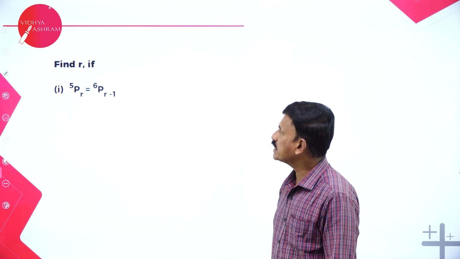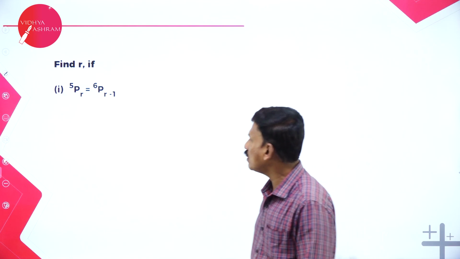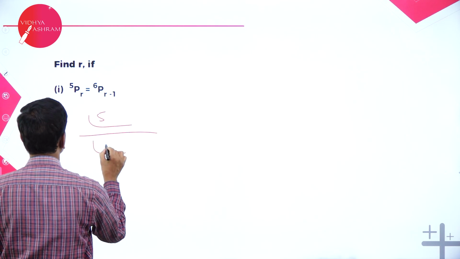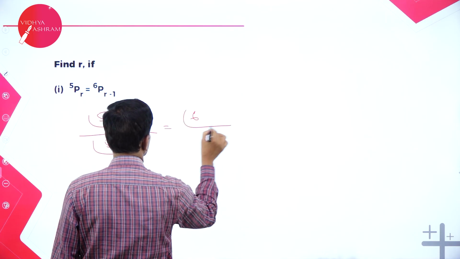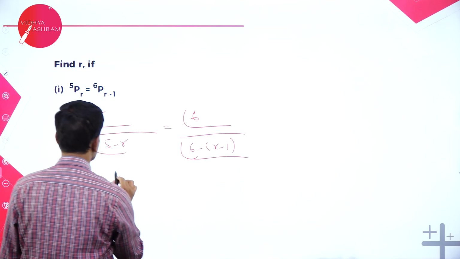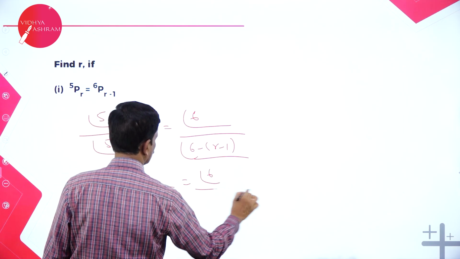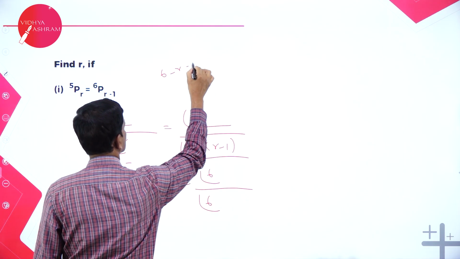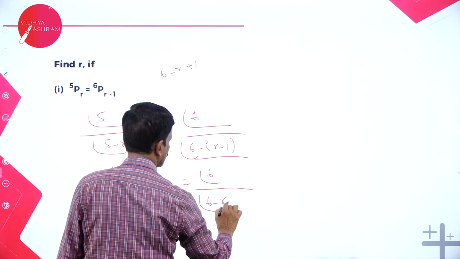Now let us move on to the next problem. 5PR is equal to 6PR minus 1. Find R. So what is 5PR? 5PR is nothing but 5 factorial divided by (5 minus R) factorial, equal to 6P(R minus 1), which means factorial 6 divided by (6 minus (R minus 1)) factorial. 6 minus R minus into minus plus 1, 6 plus 1 is 7, so 7 minus R.